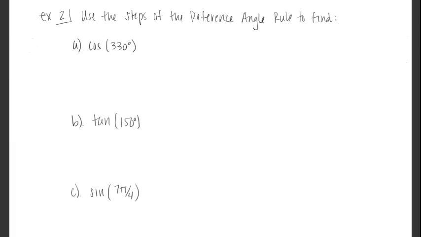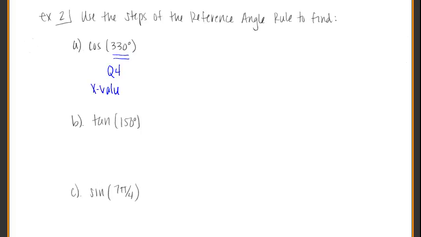Okay, so now let's actually use the full steps of defining a reference angle to find the cosine of 330 and tangent and sine and so on. So again, first step was, where is 330 degrees? Well, 330 is in quadrant 4, and the reason I know it's x is because it says cosine, so the x value in quadrant 4 is definitely going to be positive. So let's check that out.